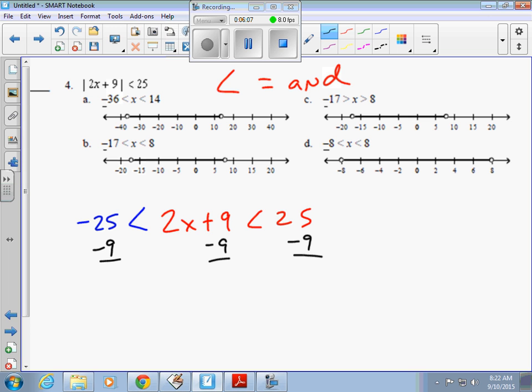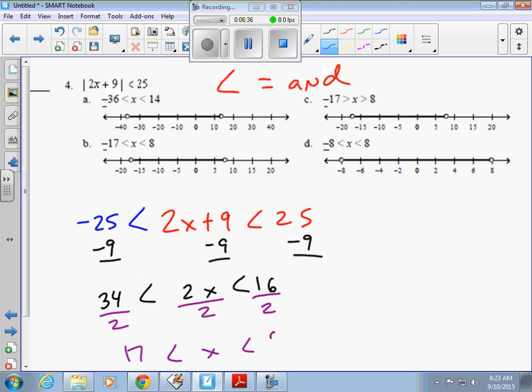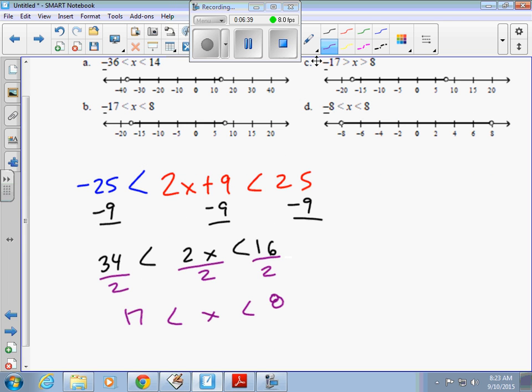25 minus 9, same signs, you're going to add them up. You're going to get 34 there is less than 2x. 25 minus 9, separate signs or opposite signs now, so we're going to subtract them. 15 minus 9 is going to be 6, and you're going to have 1 left over. Again, no reason to reverse the symbol because all we did was subtract 9. Get rid of 2 times something by dividing everything by 2. Divide this and divide the left side and right side as well. 34 divided by 2 is 17, is less than x, is less than 16 divided by 2 is 8. Here's your inequality written right here. 17 is less than x is less than 8.